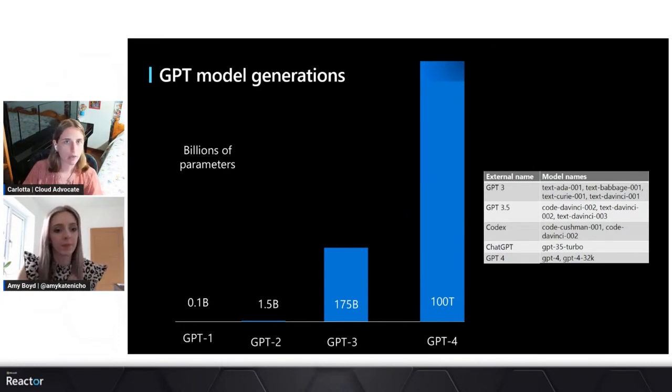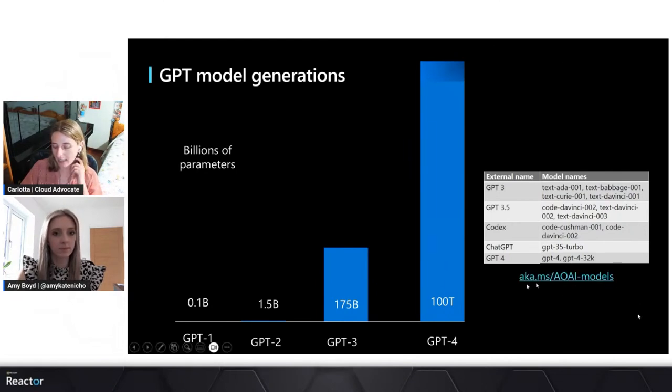And in addition to different generations of the models, so GPT-1, GPT-2, et cetera, you might have also heard about different families of models per each generation. You can see in this table the mapping between one generation of the model and its families. So you have Ada, Babbage, Curie, Da Vinci. These identify the capability and cost of each specific model within a generation of models. And you can learn more at this page. If you go to aka.ms/AOAI-models, you can learn more about all the models available on the Azure OpenAI service.